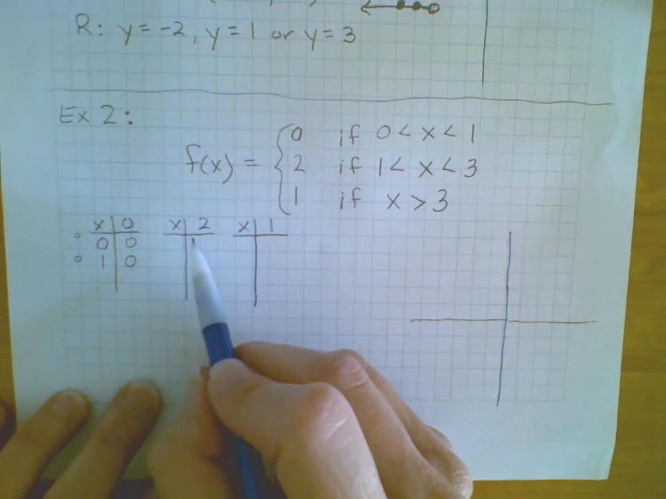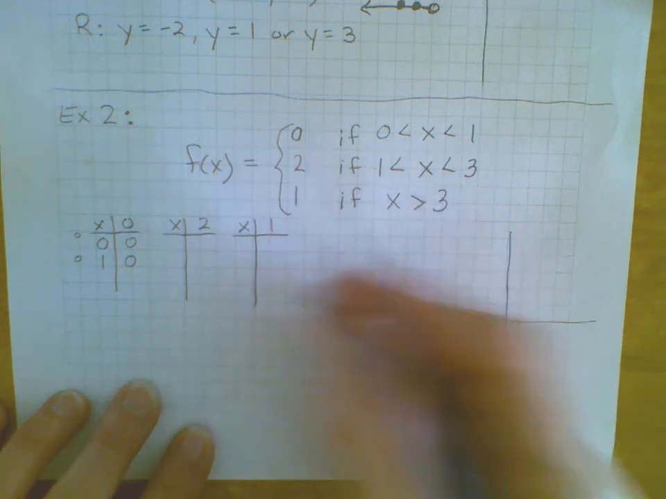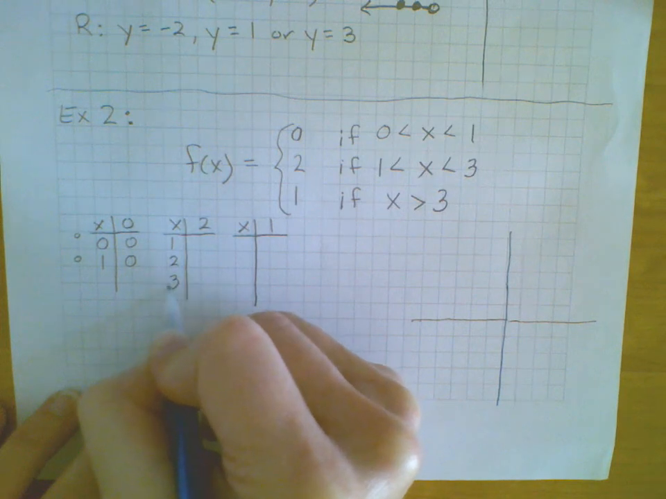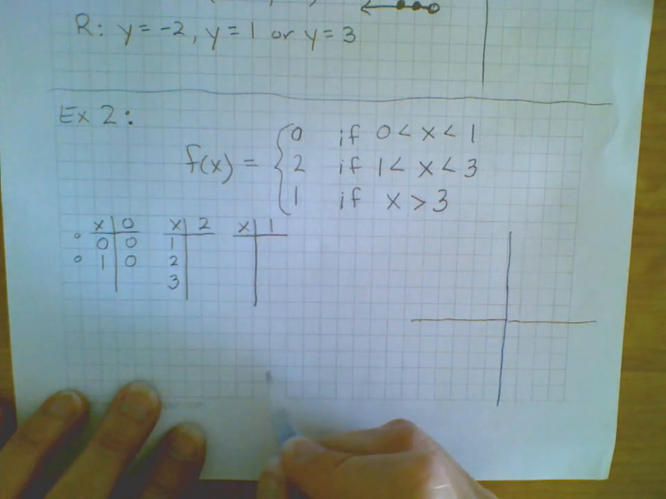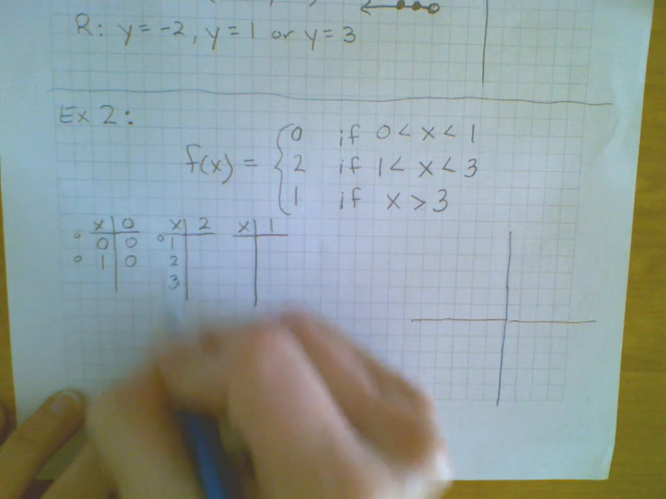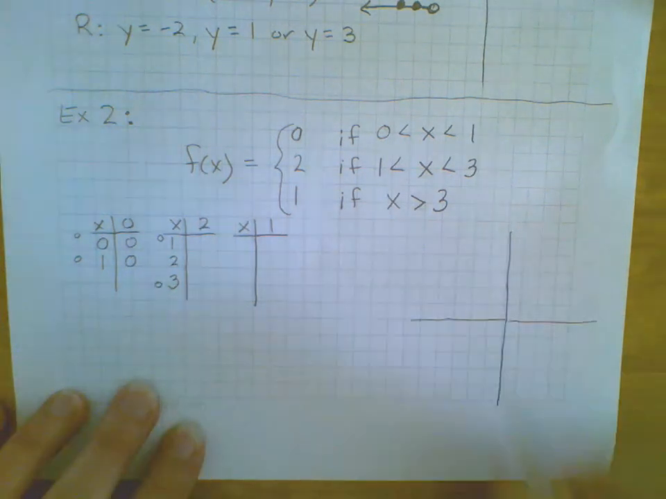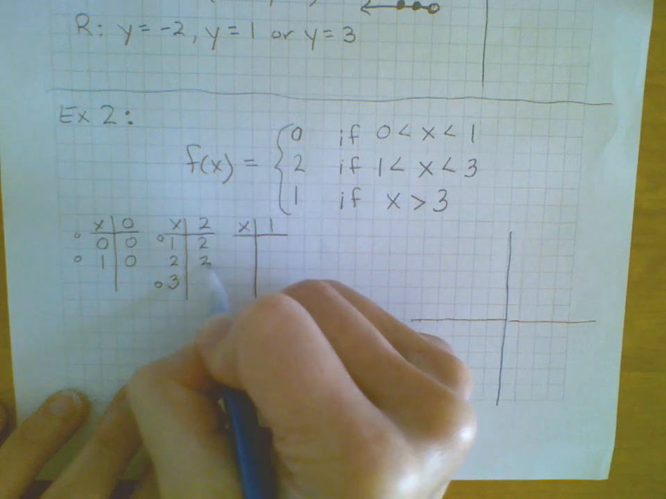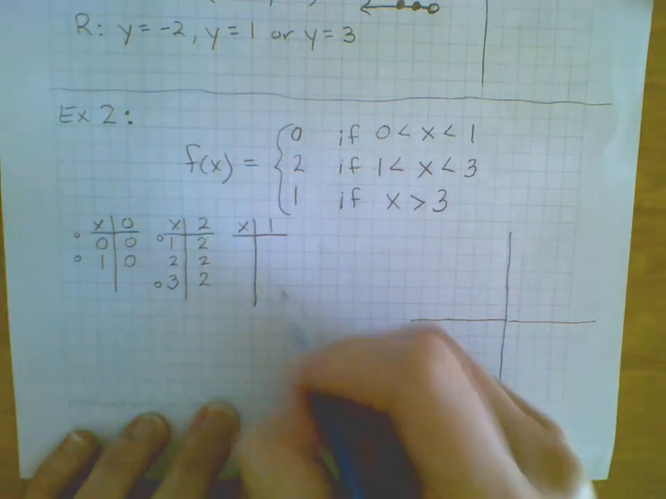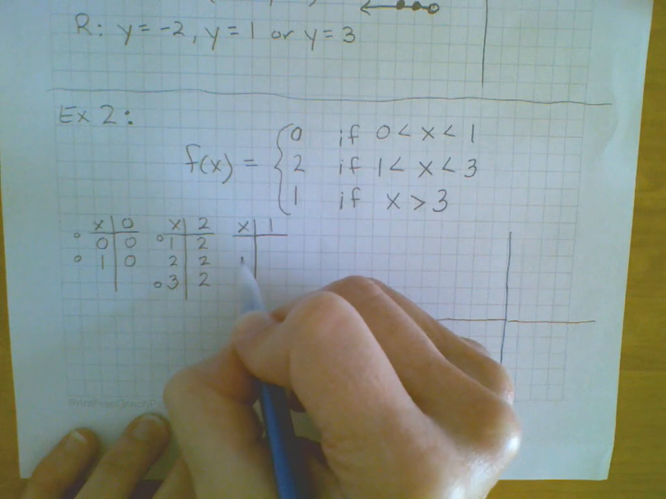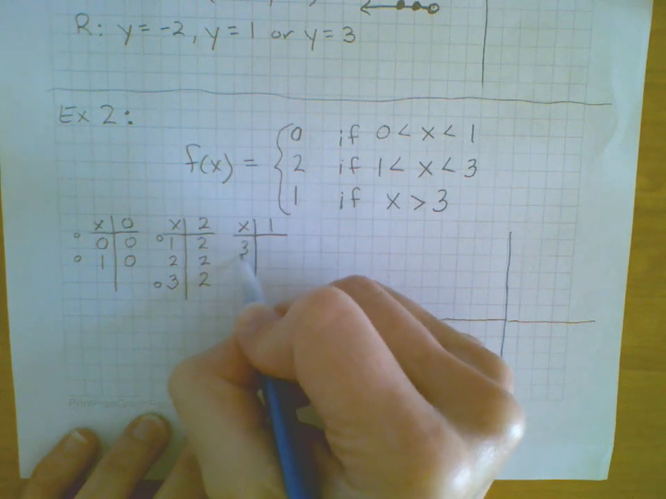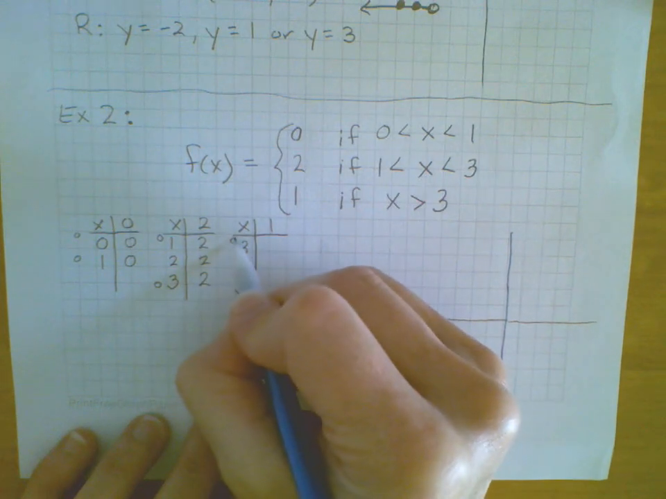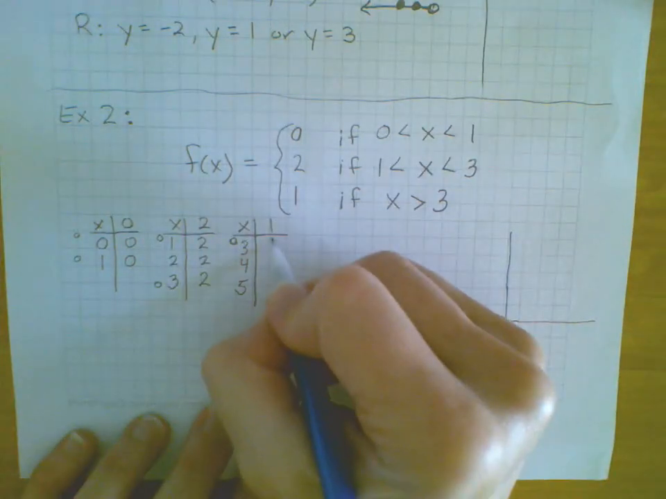Second one goes between 1 and 3, so I'll do 1, 2, 3. And those are also going to be open. There is no equal to anywhere on this problem. And my y's are going to be 2. And then the last one is greater than 3, so 3, 4, 5. And on the 3, it's going to be open, and that will be paired with 1.